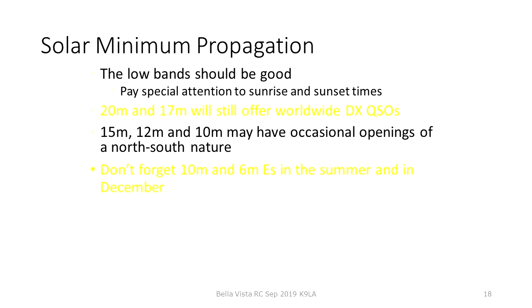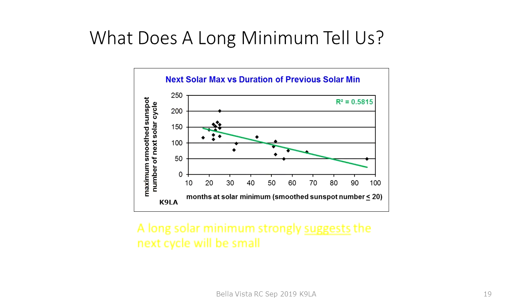Like I mentioned before, don't forget 10 meters and 6 meters sporadic E in the summer and in December. It looks like we've pretty much gone through the summer season, so we should get ready for December and hope we have some stuff that we can dust off the 6 meter band switch.